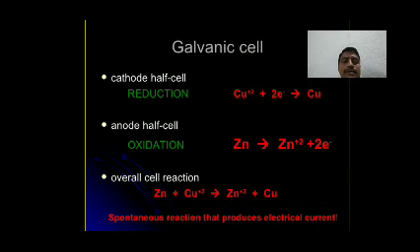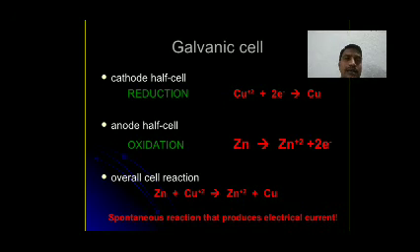The cell reaction is generally written as Zn; Zn changes to Zn plus 2, and the concentration of solution is 1 M. Cu plus 2, 1 M concentration; Cu plus 2, copper sulfate solution, 1 molar concentration.